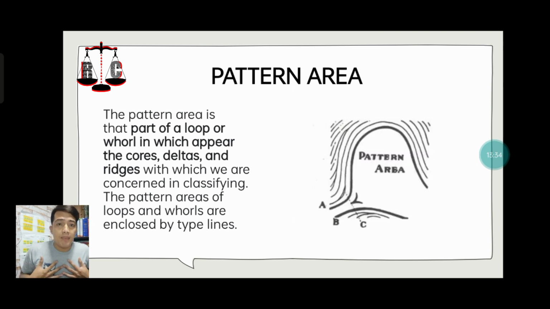Now, what is a pattern area? A pattern area is that part of a loop or a whirl in which appear the curves, deltas, and ridges with which we are concerned in classifying the pattern. The areas of loops and whirls are enclosed by the type lines.